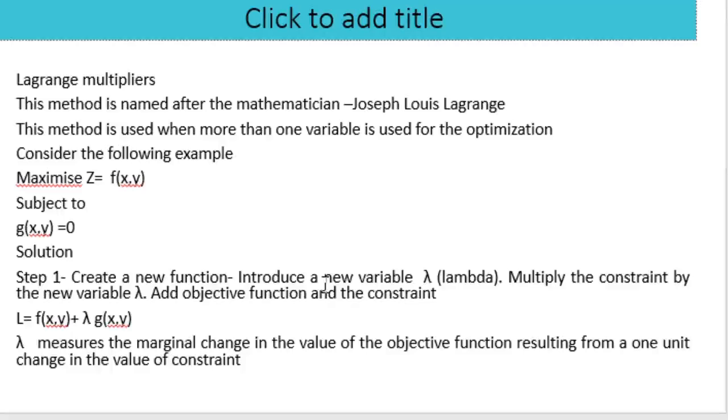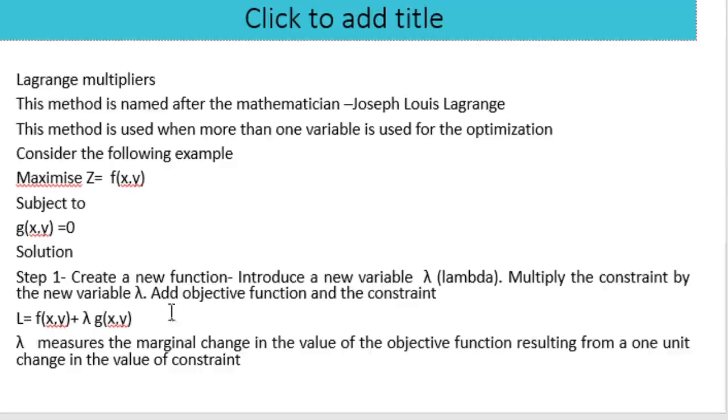First, introduce a new variable, say lambda. Then multiply the constraint by this lambda. That is, find lambda times g of x, y. We multiply the new variable with the constraint. Here the constraint is g, a function of x, y. Therefore, multiply the constraint by lambda. That is, find lambda g(x, y).